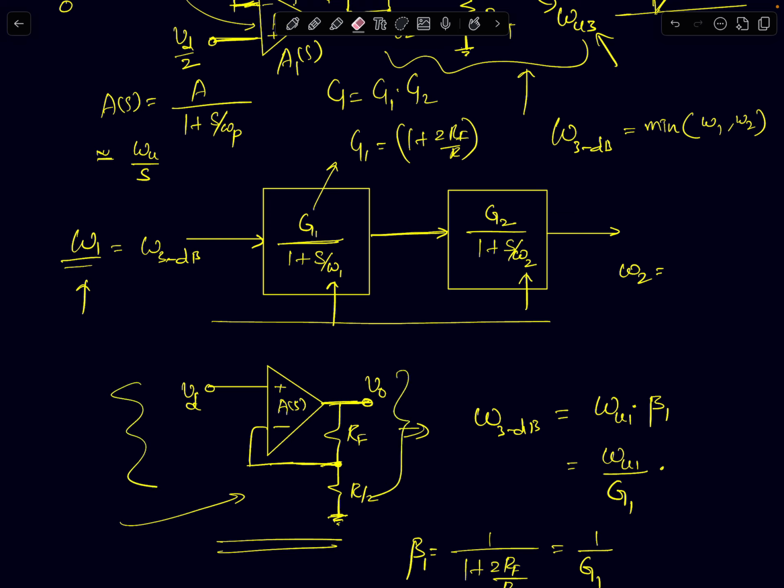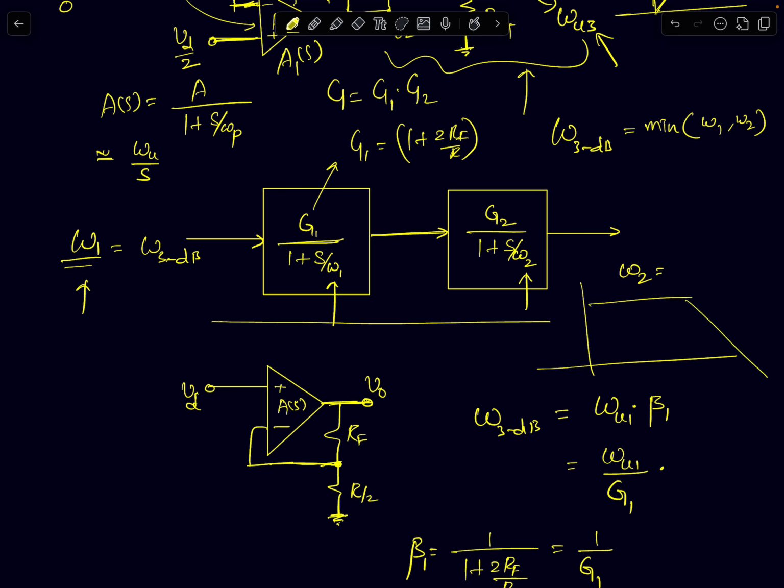For a non-inverting amplifier, if you recall from our previous discussions, the frequency response looks like a first order system. The DC gain is given by 1 by beta. Here we are calling it beta 1, the first stage feedback factor. That's the DC gain, and the 3 dB bandwidth is given by omega u1 times beta 1. Omega u1 is the UGB of this op amp, so that times beta 1 gives the 3 dB bandwidth of the first stage.